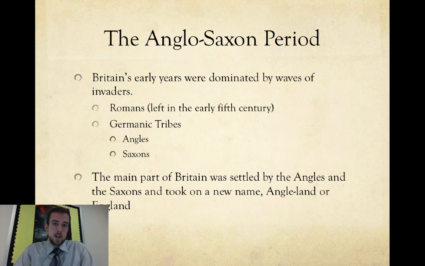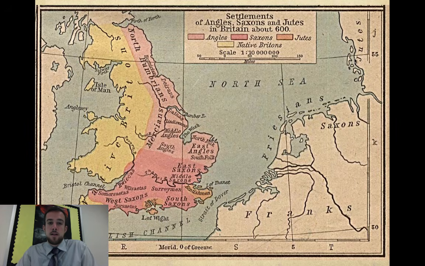What had happened was the Romans had left the island of England at the end of the Roman Empire, and a bunch of Germanic tribes, obviously from what we call Germany today, decided to move in. We had the Angles and we had the Saxons. The Jutes were also there, but they weren't nearly as important. The Angles were the dominant group, and so they named it Angle Land, or over time we came to know that as England.